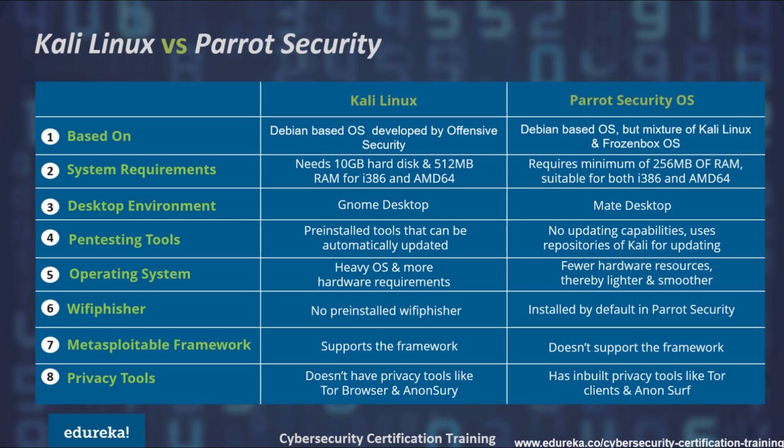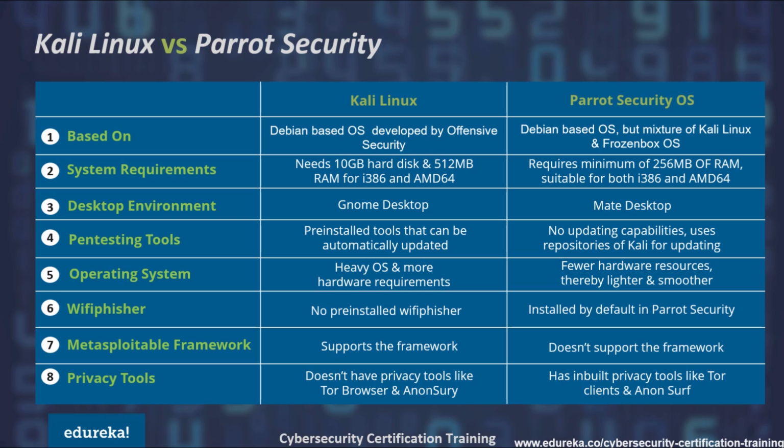Now, penetration testing tools. Kali Linux has pre-installed penetration testing tools, and all these tools can be automatically updated, which is a very easy process. But Parrot Security has no updating capabilities of its own. It uses the repository of Kali Linux for updating its tools. But one thing is, it has its own dedicated repositories for storing the custom packets. And then about the operating system. As you guys know, Parrot Security is the most lightweight Linux distribution available for ethical hackers. And when it comes to Kali Linux, it is a very heavy operating system and has more hardware requirements when compared to Parrot Security OS. On the other hand, Parrot Security OS uses far fewer hardware resources, thereby it's lighter and has smoother software.